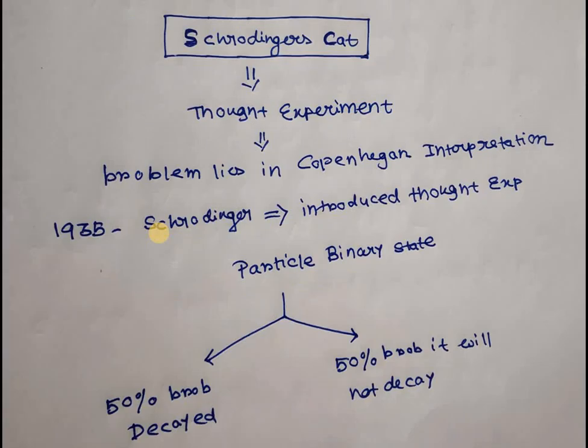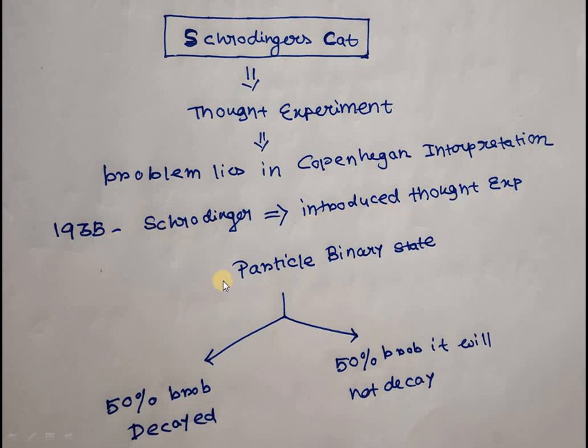So what is Schrodinger's cat experiment? It is basically a thought experiment. What is a thought experiment? A thought experiment is an experiment which is not performed, but is imaginary, according to the imagination of the scientist. So basically there is some problem in the Copenhagen interpretation. What is this problem? To show it, Schrodinger introduced this thought experiment in the year 1935, called Schrodinger's cat.